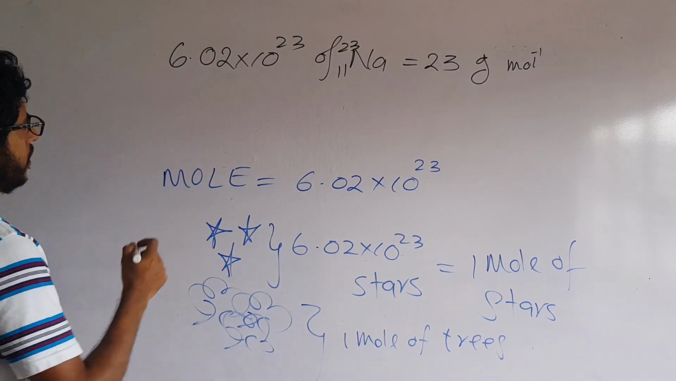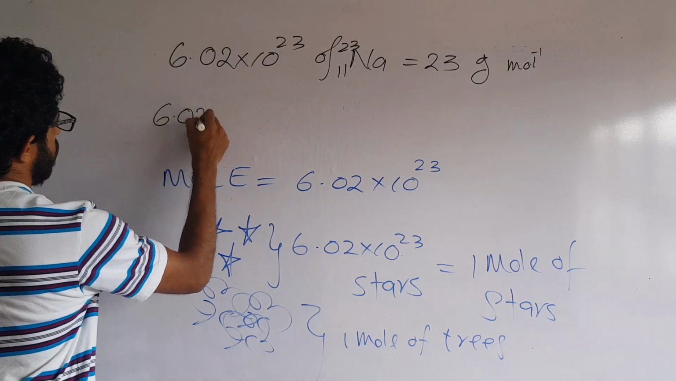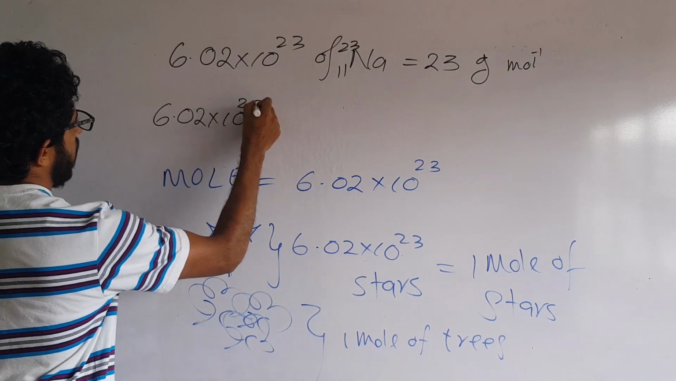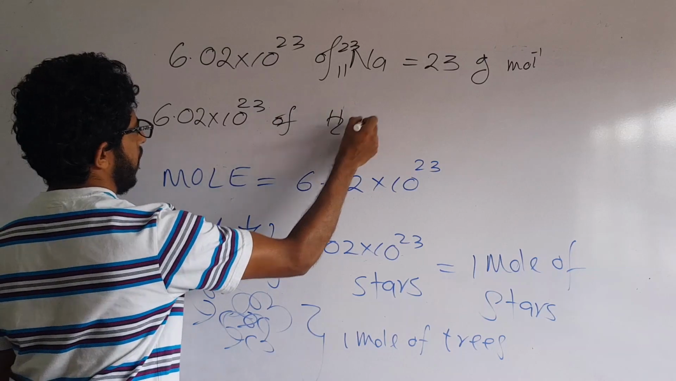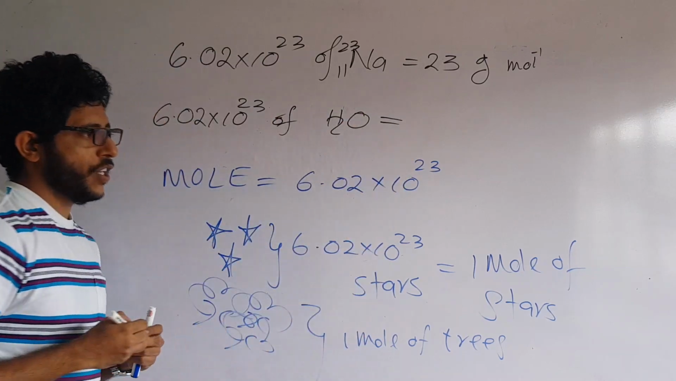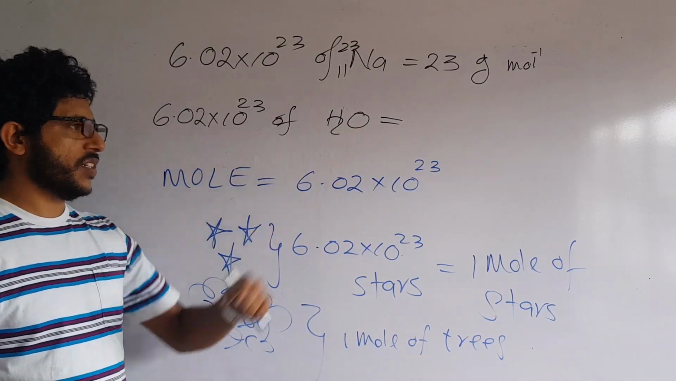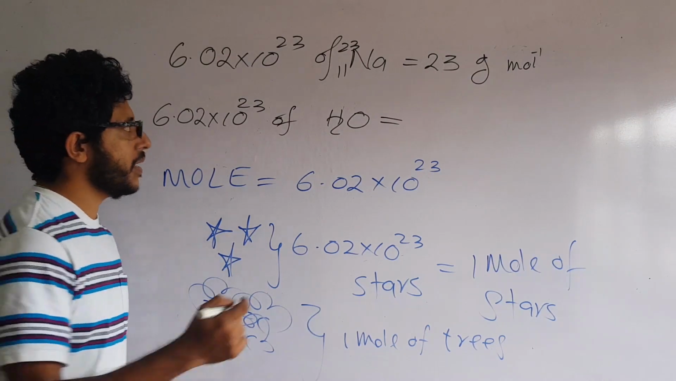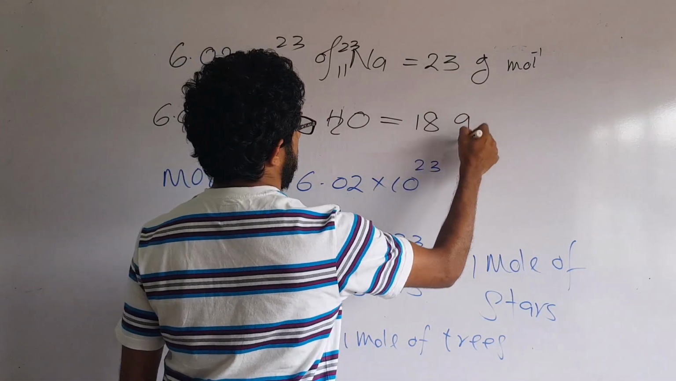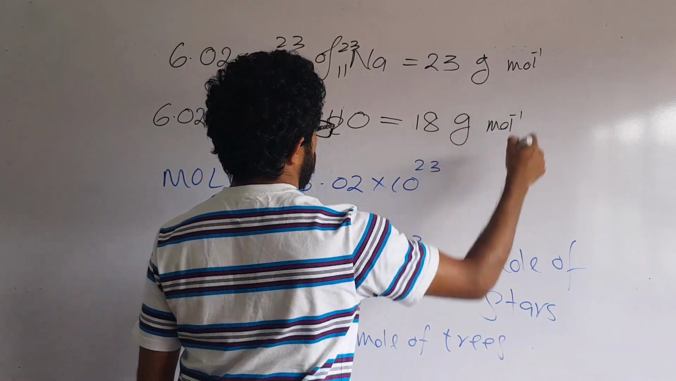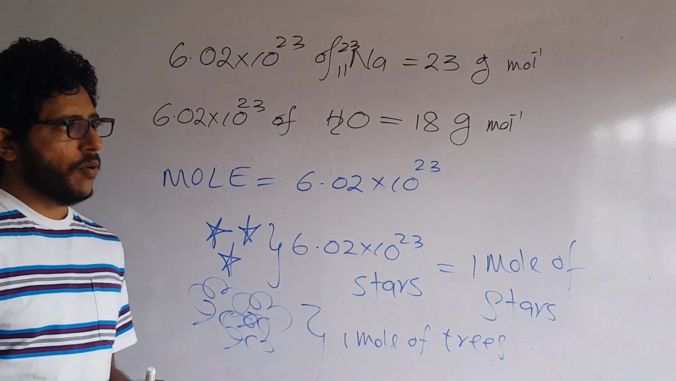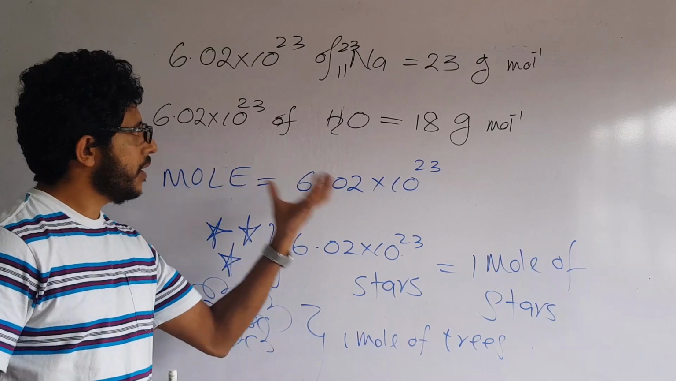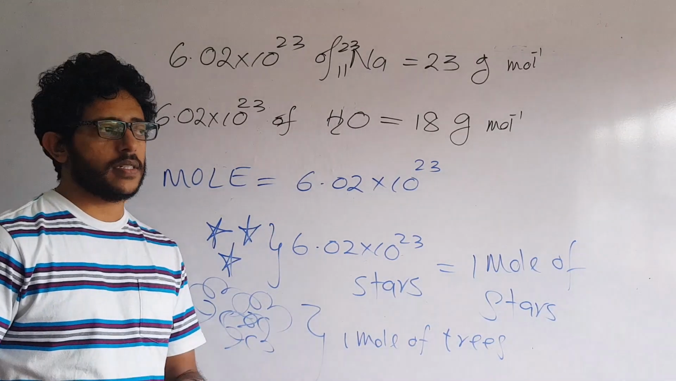Not only for atoms, for molecules as well. 6.02 × 10^23 of H2O. Let's say hydrogen is 1 × 2, oxygen is 16. So H2O has a total molar mass of 18, so it is equal to 18 grams per mole. So any molecule or any atom, we can use this concept.